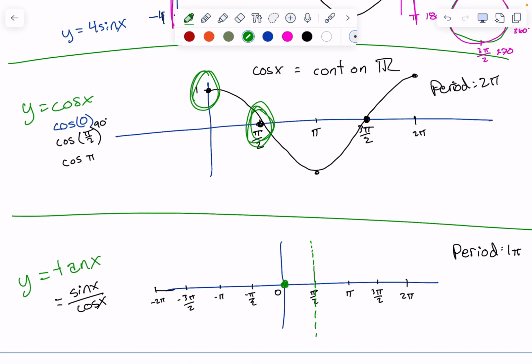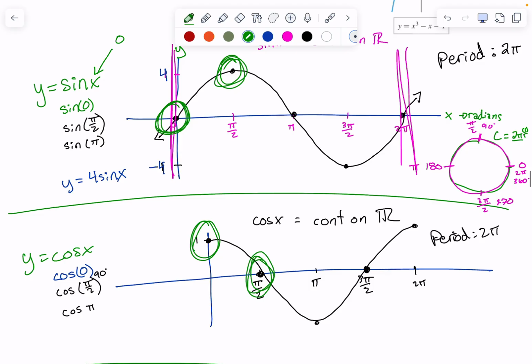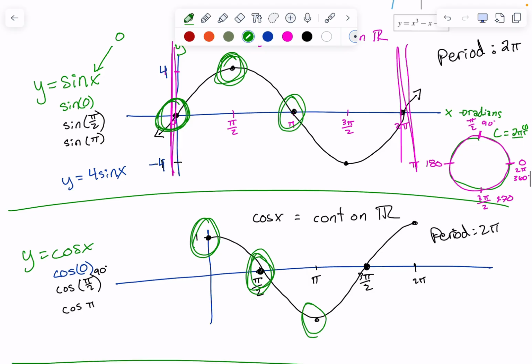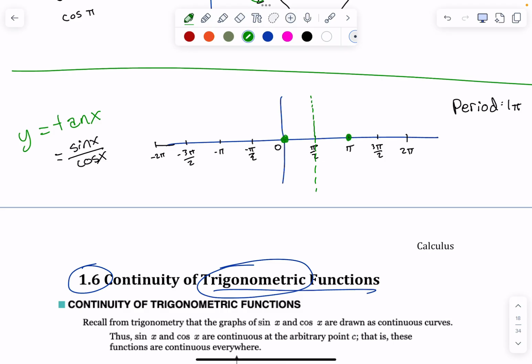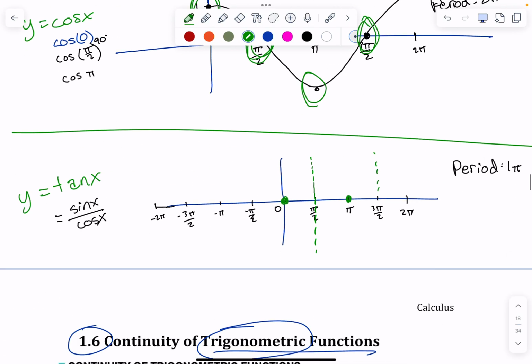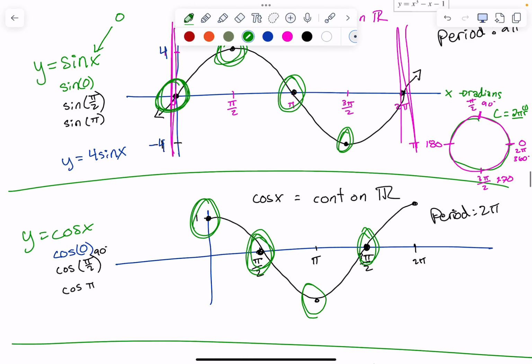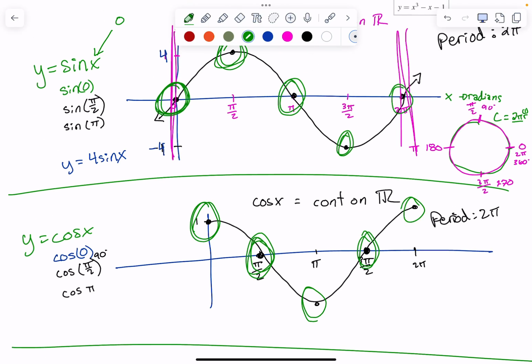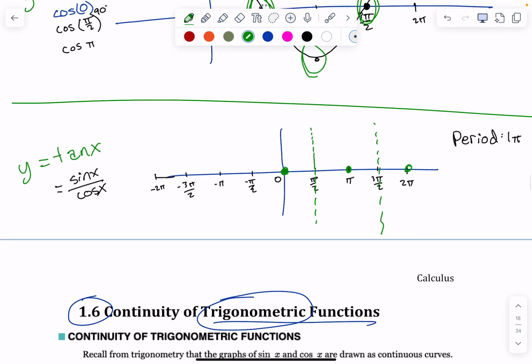At pi, he is 0 divided by negative 1. Still 0, right? At 3 pi over 2, he is negative 1 divided by 0, so undefined. He has another vertical asymptote there. At 2 pi, he is 0 divided by positive 1, so 0 again.